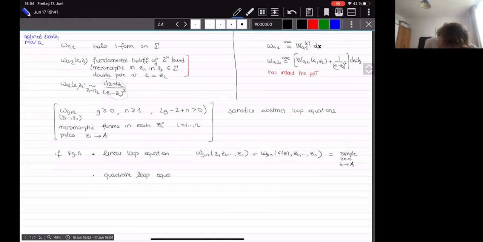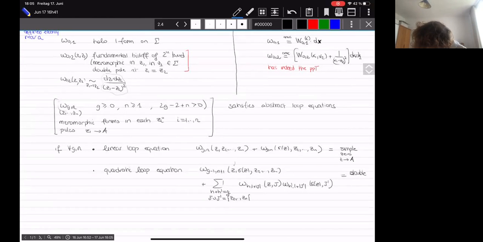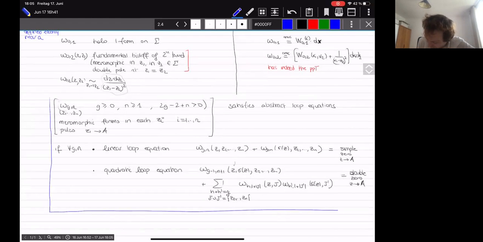And the second condition, you have the quadratic loop equation, which is asking that omega g, n plus one of z, sigma of z, z2 to zn, plus the sum over h and h prime summing up to g, sum always over splitting of these variables, of omega h, one plus j of z, j times omega h prime, one plus j prime of sigma of z, j prime. So this, with respect to z, behaves like dz squared. So it's a quadratic differential. And it must have a double zero when z goes to a. So this is a definition.